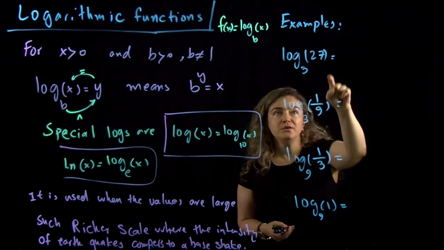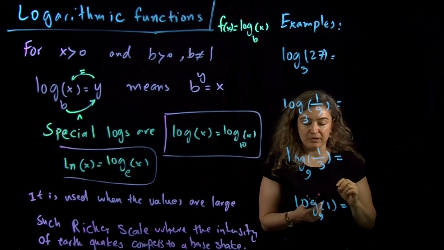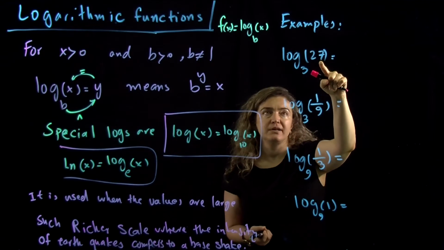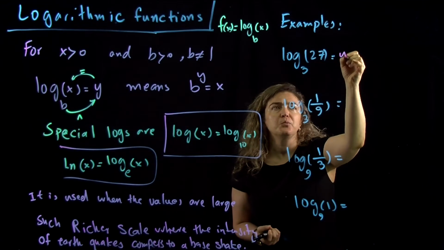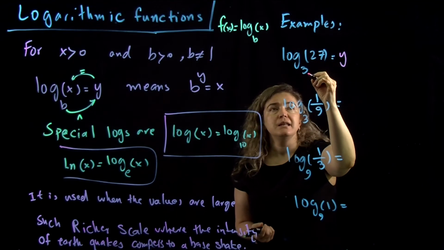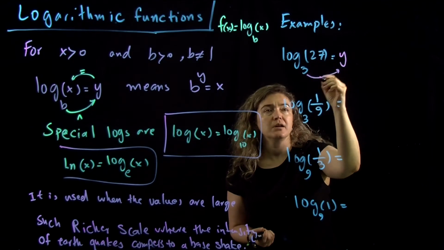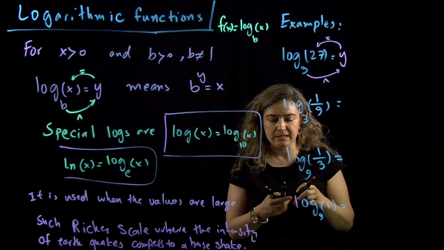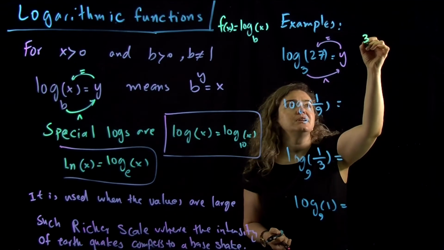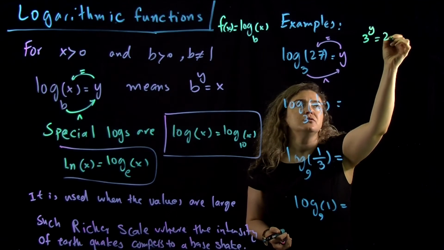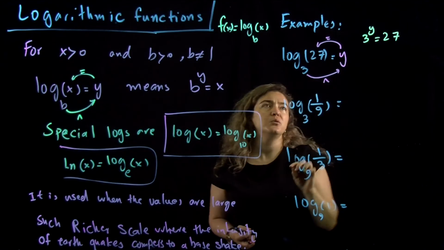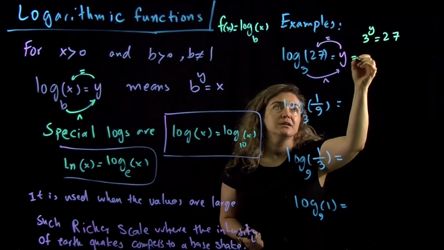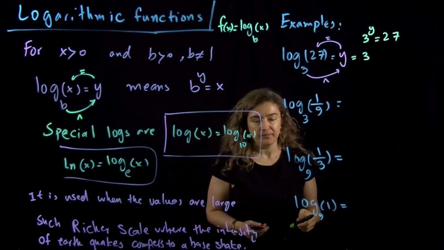Now let's do a few logarithmic calculations. Log base 3 of 27. Remember, whatever value I get in here, if I raise 3 to that power, it should equal 27. So if I have 3 to power y, it should equal 27. What value of y does that? 3 to power 3 is 27. So 3 is the answer.